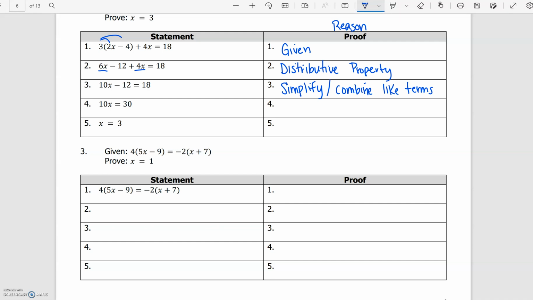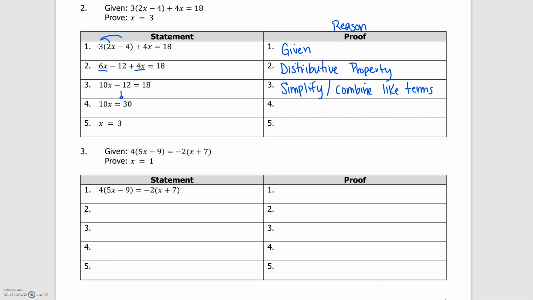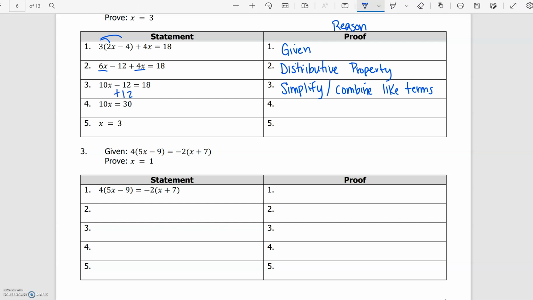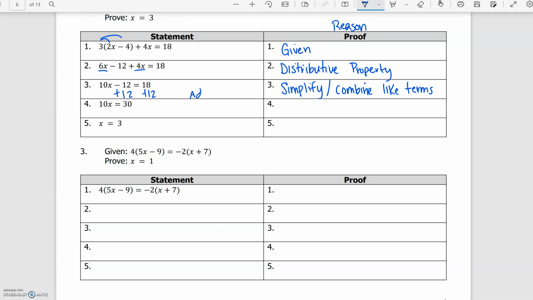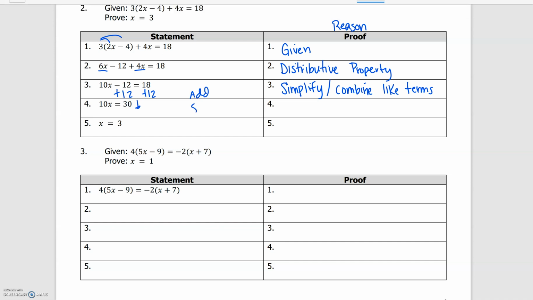And then the next step, from here to here, they're getting rid of the minus 12. How do we undo subtraction of 12? We add 12 to both sides. Notice they're not showing their work, because if we show this, that's an additional step. So then this step would be the addition, and then this next step would be the simplify.